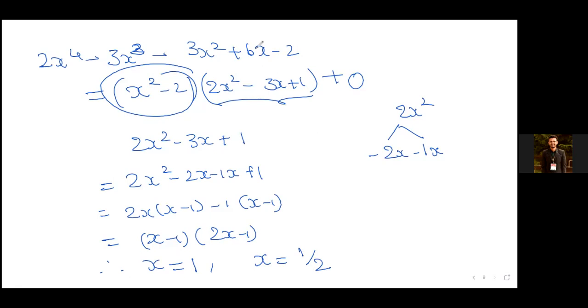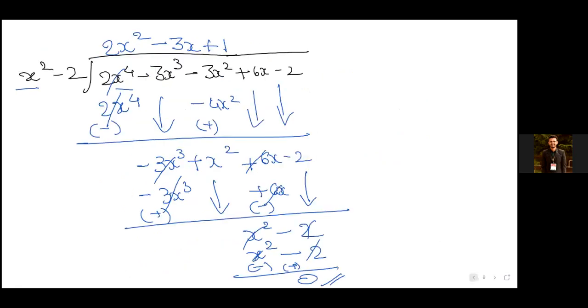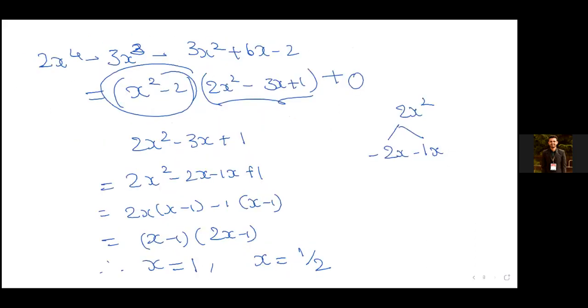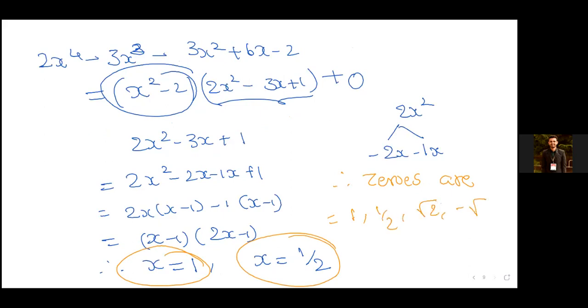Now we have the remaining zeros. This is one zero, this is another zero, and the zeros obtained here are x is equal to 1 and x is equal to 1 by 2. Therefore, the zeros of the polynomial are 1, 1 by 2, square root of 2, minus square root of 2. These are the zeros of the polynomial.